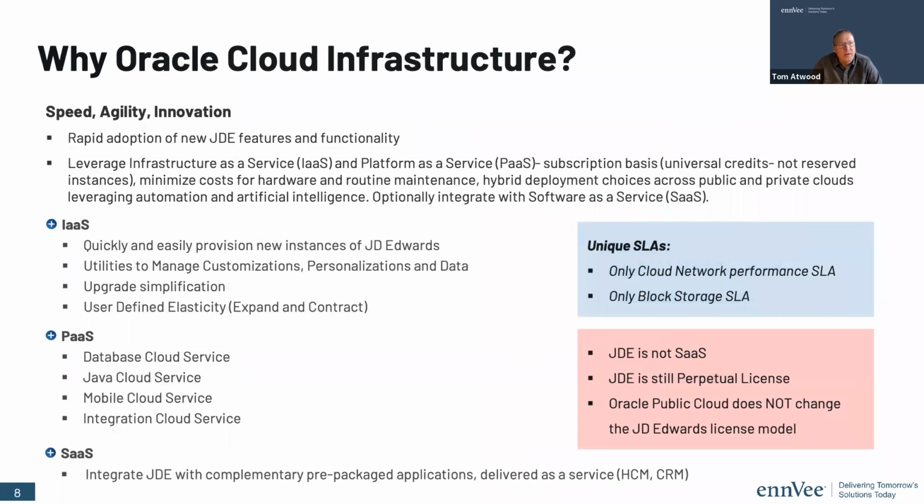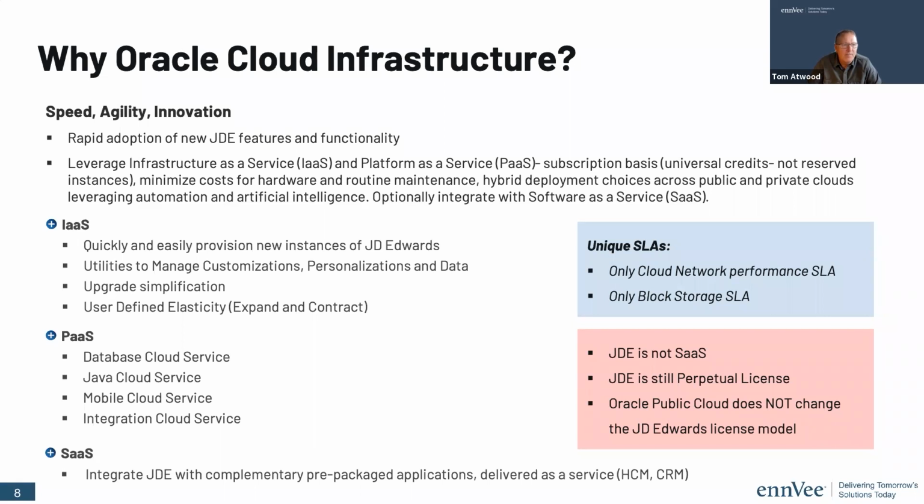So why Oracle Cloud Infrastructure? Oracle knows Oracle products best. So they're doing constant innovation on their platforms and products. JD Edwards is an Oracle product, so it makes sense to choose Oracle for your provider. They offer a number of unique service offerings, a lot of unique SLAs that aren't offered by other competitors. They're the only cloud network performance SLA, the only block storage SLA. So those are unique when you're thinking about moving to OCI.